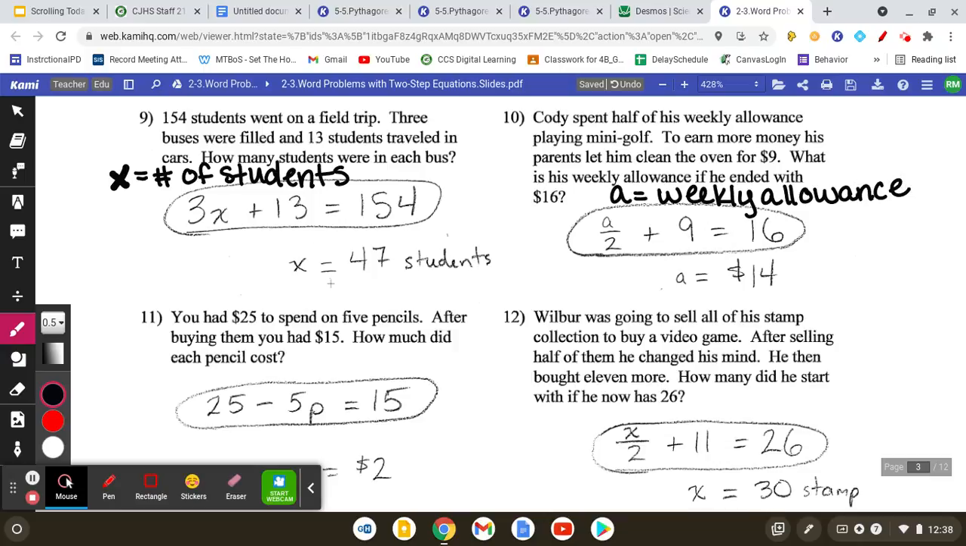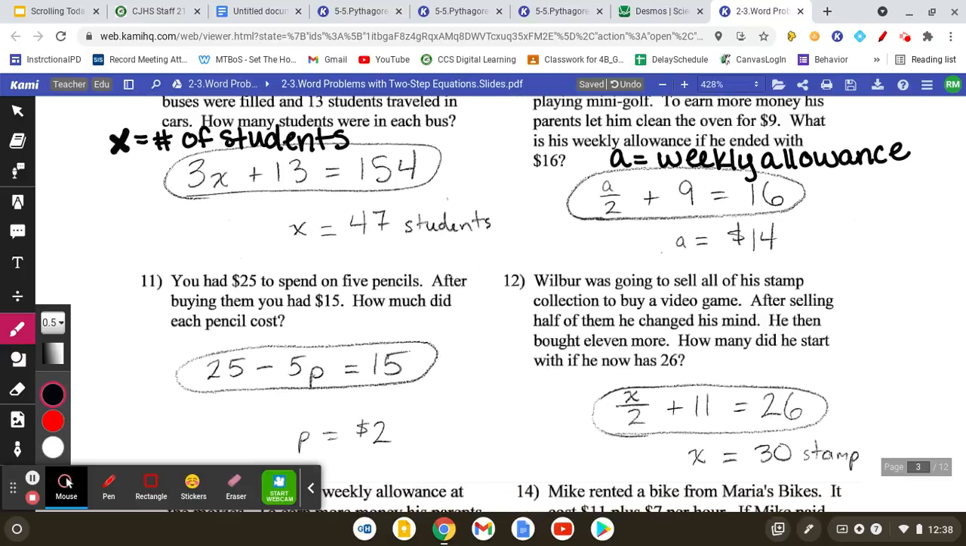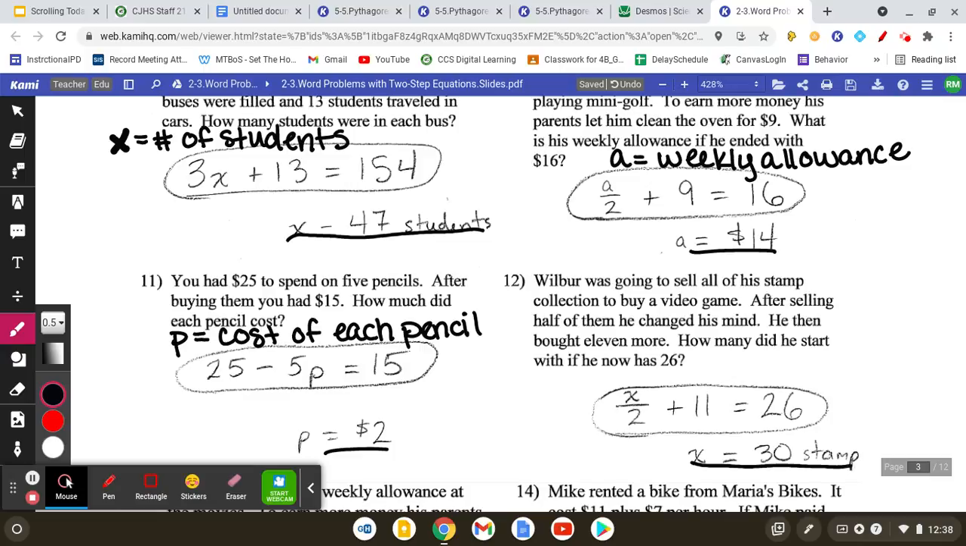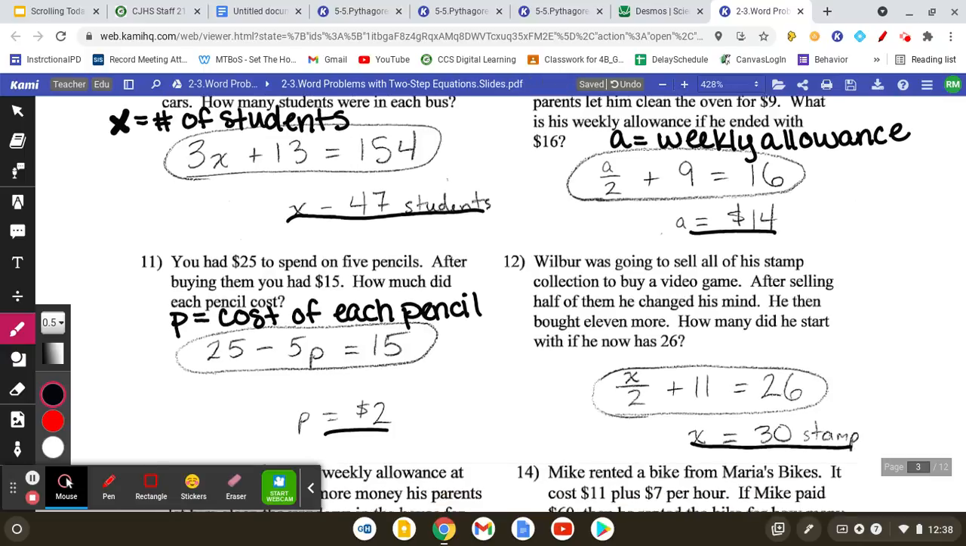11 should be P equals cost of each pencil, and so forth. So you should have all your variables defined. You should have the equation. If you solve them, here are the answers that you can check. Remember, we do have a quiz tomorrow. So we're going to go through this. Here's 11 and 12.